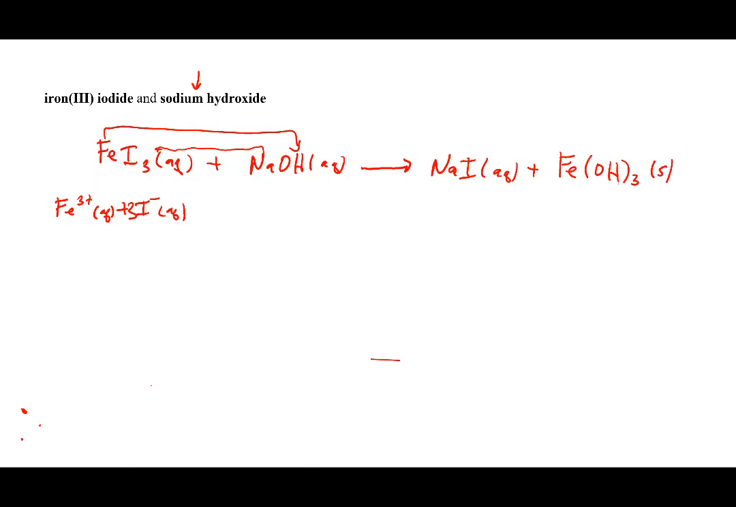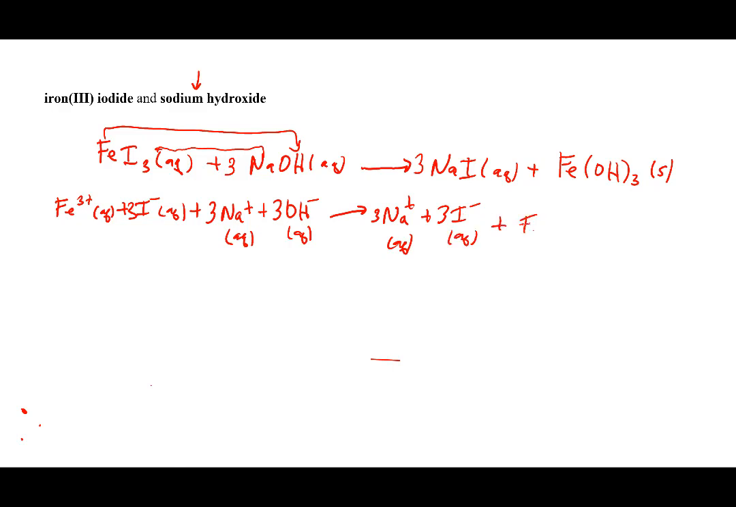Because we have 3 hydroxides, we're going to need 3 sodium hydroxides. And now we have 3 iodides and 3 sodiums. So we're going to have 3 sodium iodides. So our 3 sodium hydroxides are going to be 3 Na+ aqueous plus 3 hydroxides aqueous. Those go to make 3 sodium iodides, so that's going to be 3 sodium+ aqueous plus 3 iodide aqueous plus the iron hydroxide solid.